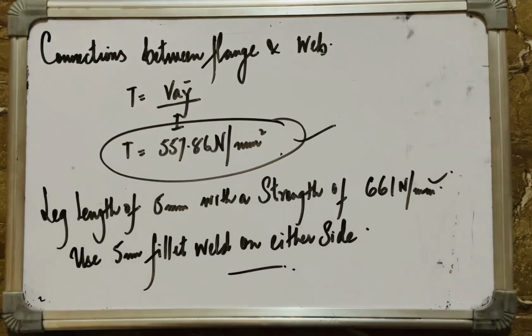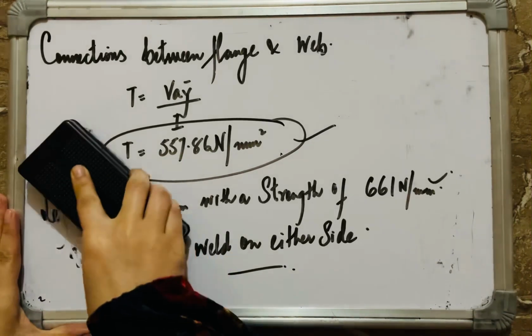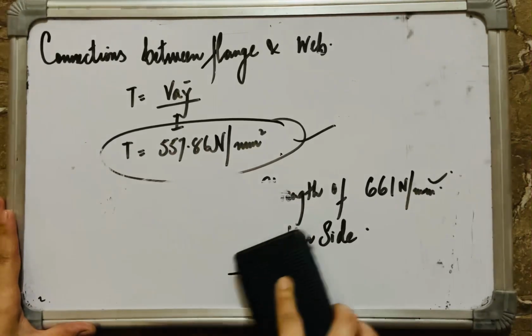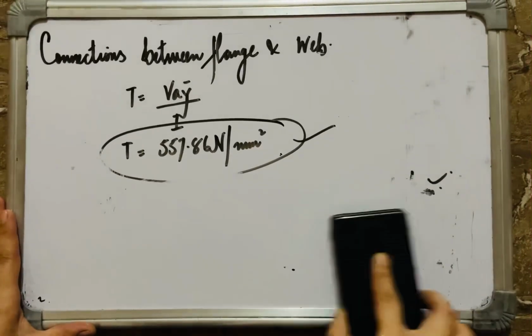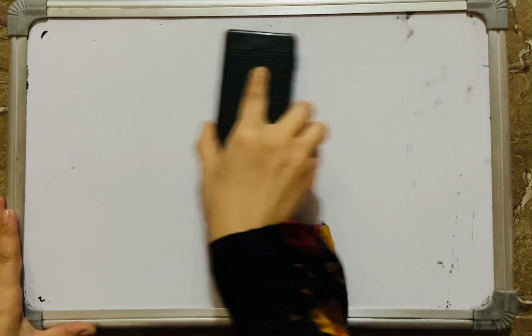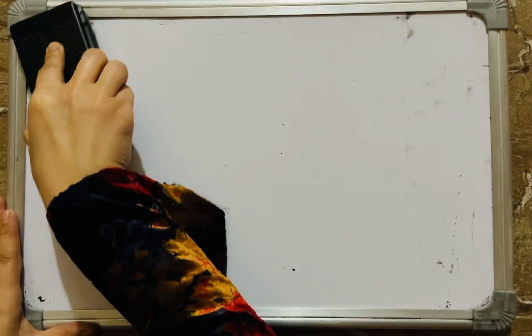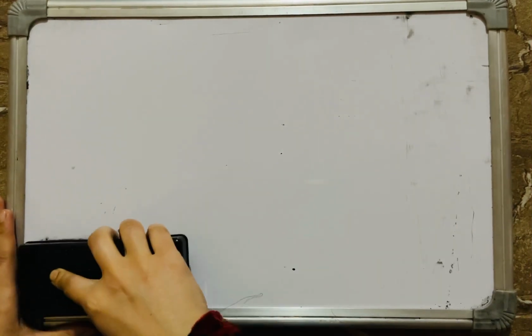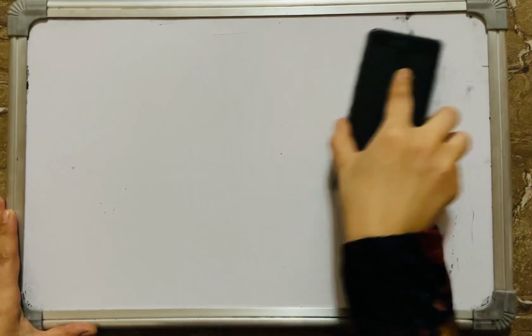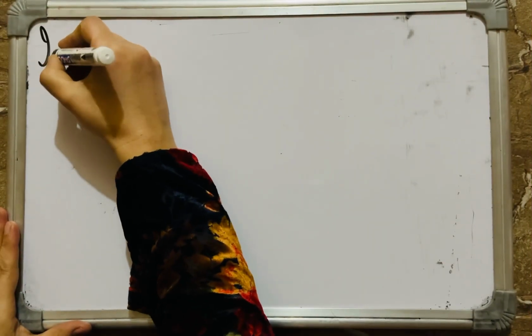All right, moving on, we have to now design the intermediate stiffeners. We designed the connection between flange and web. We used a 5 mm continuous fillet weld, having a leg length of 5 mm, of course, and the strength of 661 Newton per mm, and that is good enough to resist the shear force that is generated between the junction of flange and web. After that, the next step in this question is to design the intermediate stiffeners.